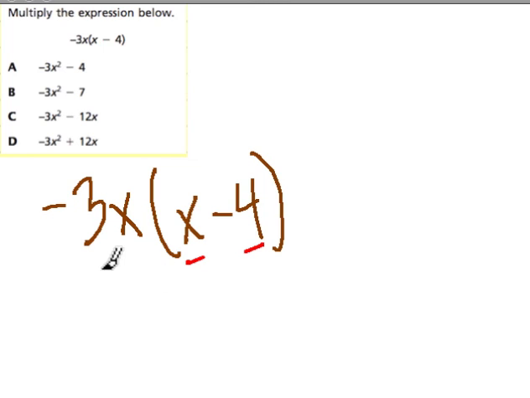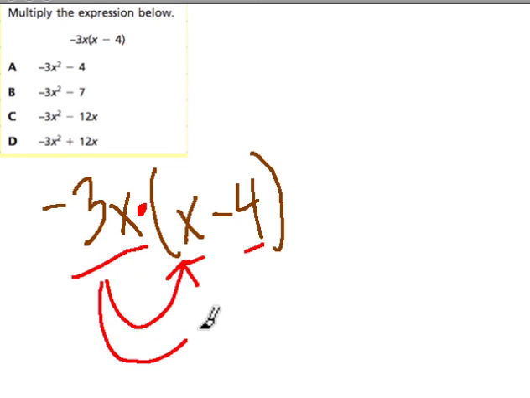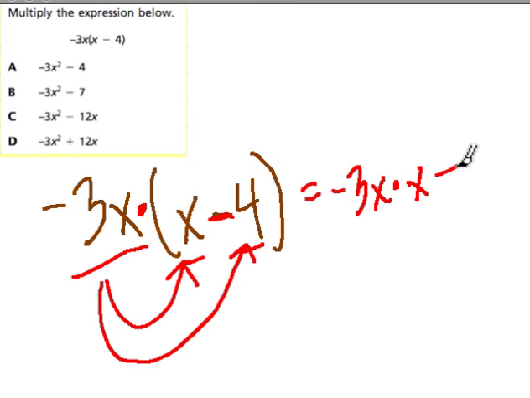So in other words, we're going to take negative 3x times x, we're multiplying here, and negative 3x times 4, and we're going to subtract those two products. So we have negative 3x times x, that's our first distribution, and then minus negative 3x times 4.